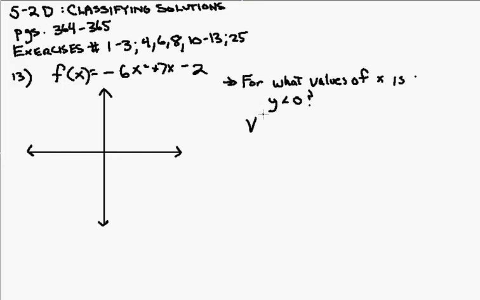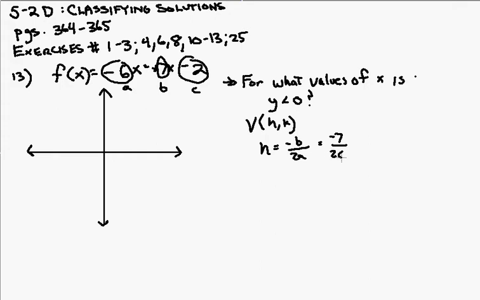So we know the vertex has the coordinates h comma k, and h is equal to negative b over 2a, right? So if I look at my a, b, and c here, a is negative 6, b is 7, and c is negative 2. So in this case, I have negative 7 over 2 times negative 6. So this is negative 7 over negative 12, which is 7/12. So not quite 1, right?